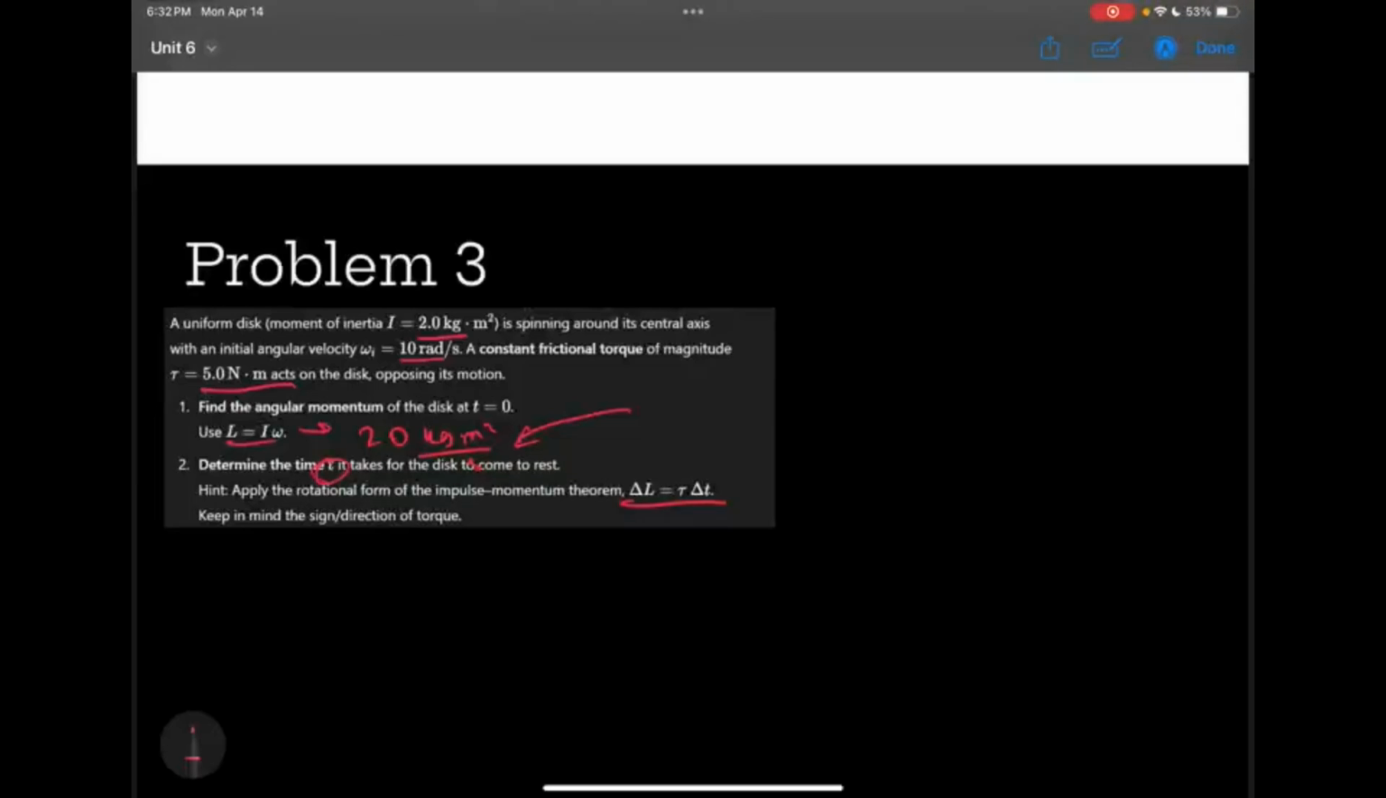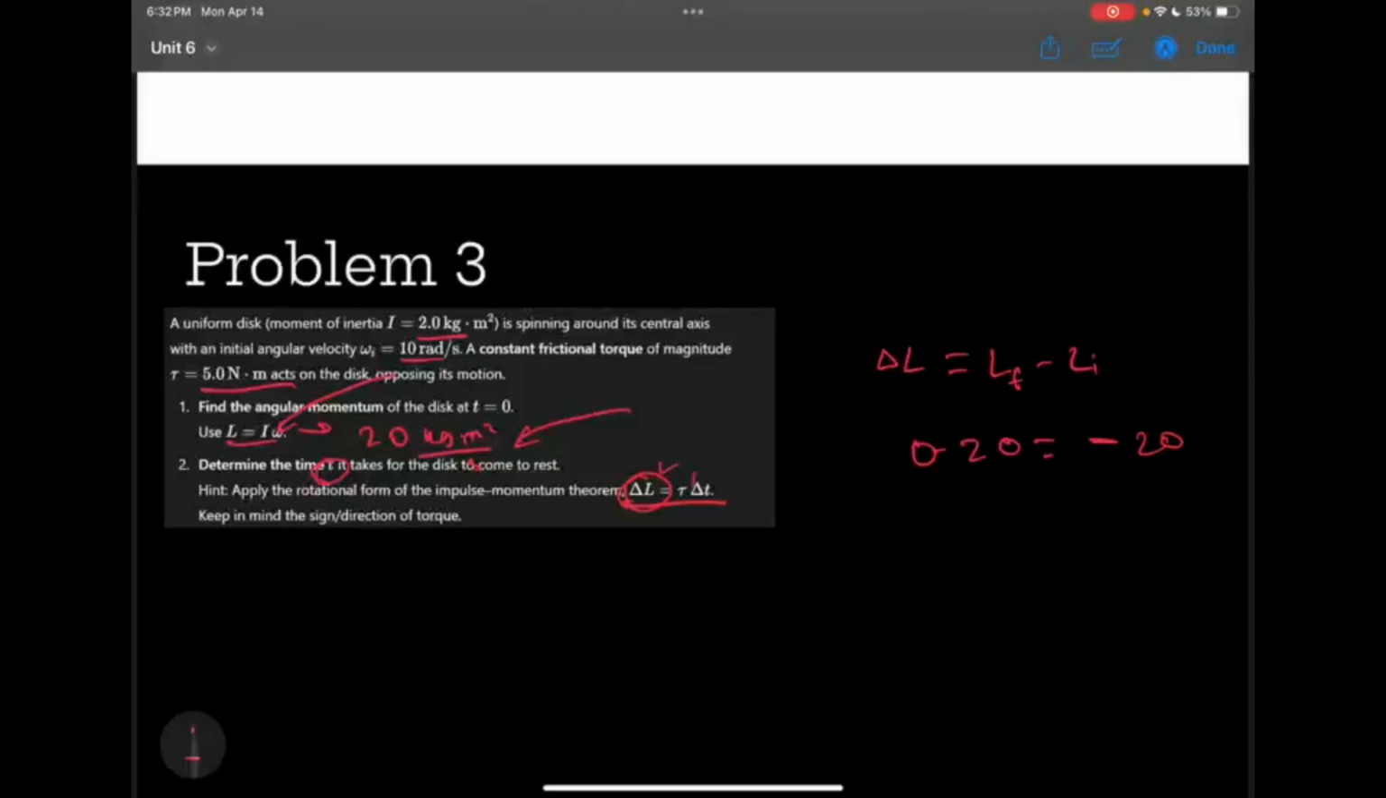It's coming to rest, and we know that this change in angular momentum, the final angular momentum must be zero because it can't be rotating when it's at rest, right? So we know that delta L is equal to L_f minus L_i, and L_f will be 0, so it's going to be 0 minus 20. So delta L is minus 20.